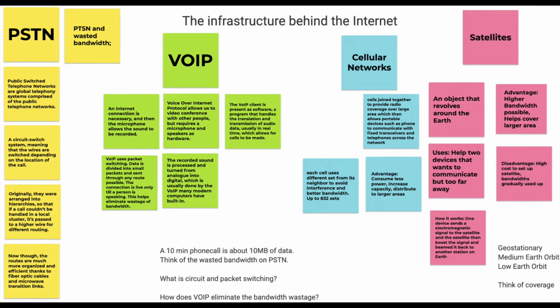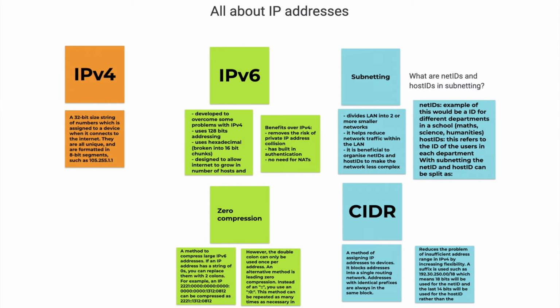Now the advantages is obviously higher bandwidths are possible. They cover larger areas than cell towers could ever cover. But the disadvantage is that they're very high cost. It's very difficult to send satellites into space, and the bandwidths are obviously used up all the time. So just be aware that there are pros and cons of each type of technology behind the infrastructure. Okay, so that takes care of the infrastructure itself.